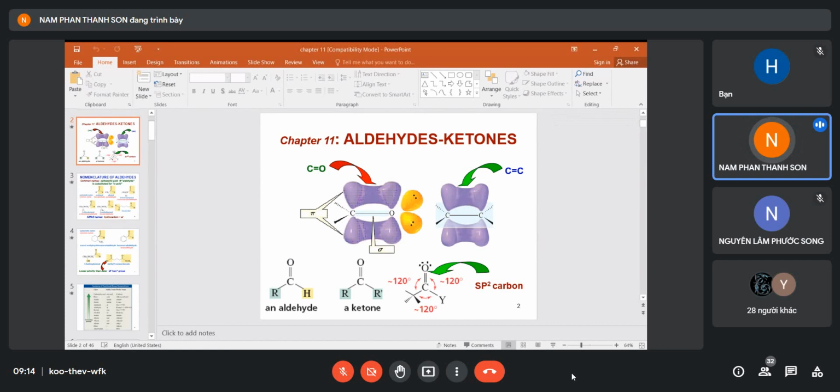You know, aldehyde, ketone, we have C double bond O, okay? In aldehyde, we have C double bond O and H. In ketone, we have C double bond O connected with two alkyl groups.